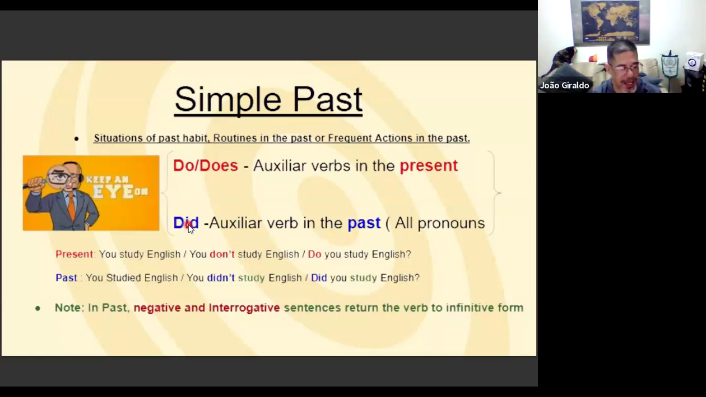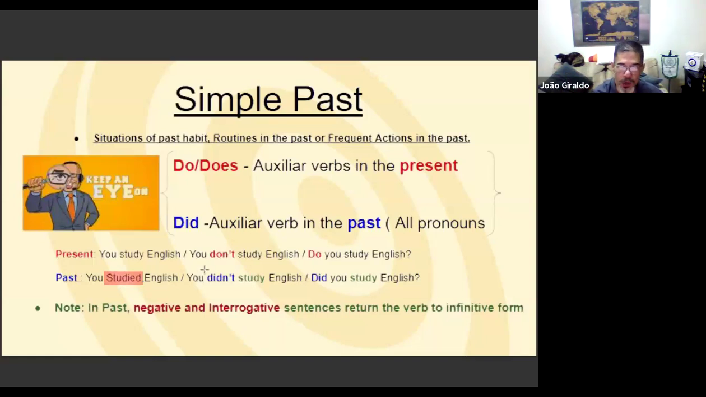A simple sentence in the present, for example: you study English. The negative: you don't study English. And the interrogative: do you study English? In the past, we have: you studied English. So your verb is in the past. We are going to talk about this in a moment.